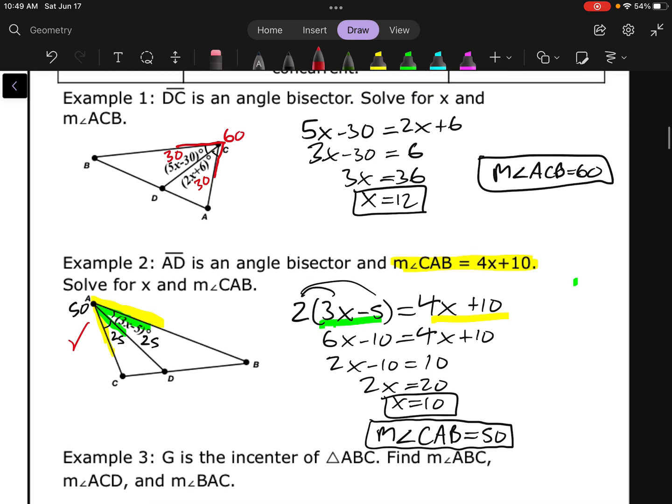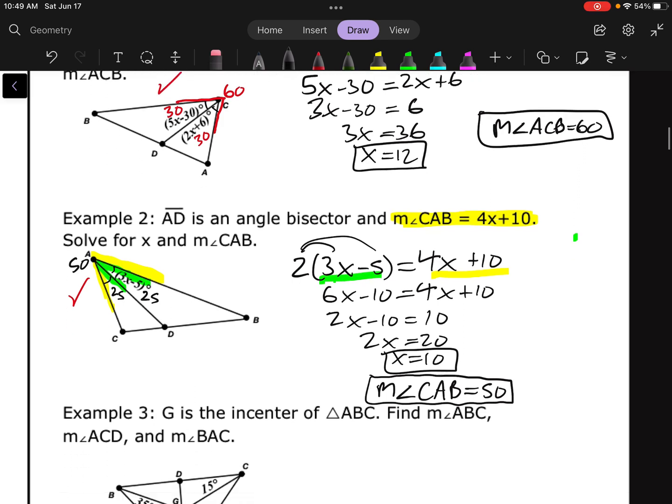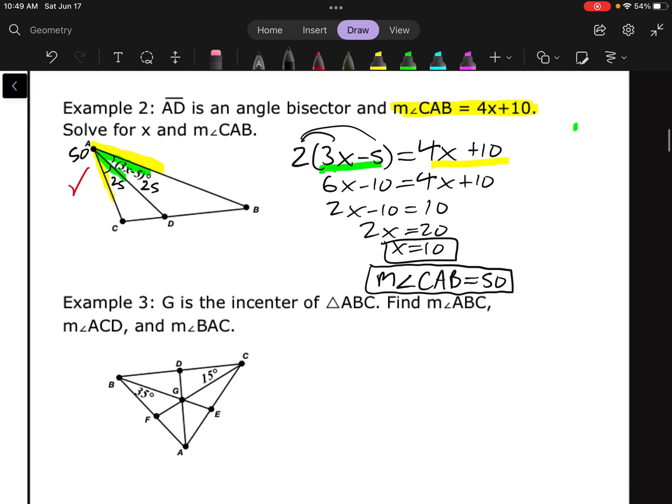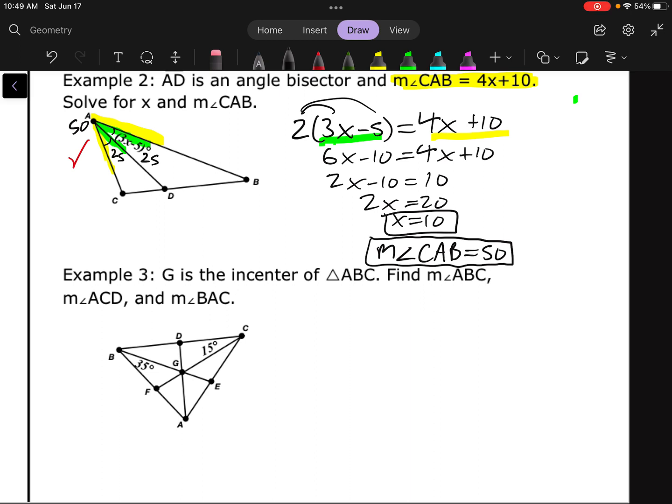Oh, I also checked my work on the last one, but I didn't give myself a check mark. Got to give myself a check mark. All right, example 3 says G is the incenter of triangle ABC. Find the measure of angle ABC.